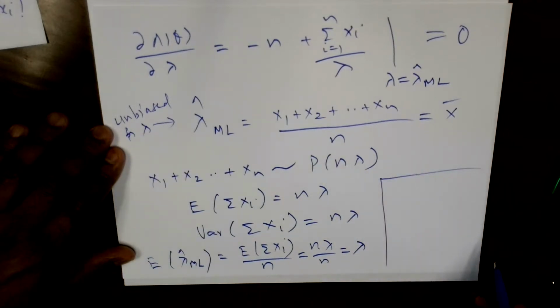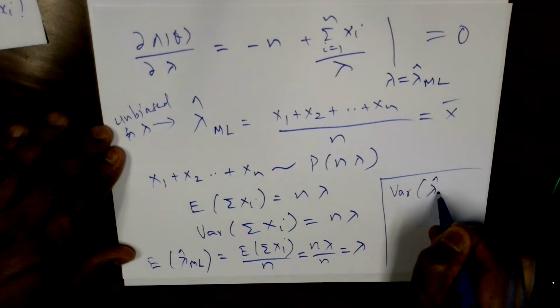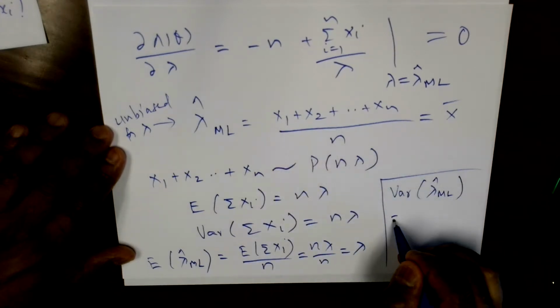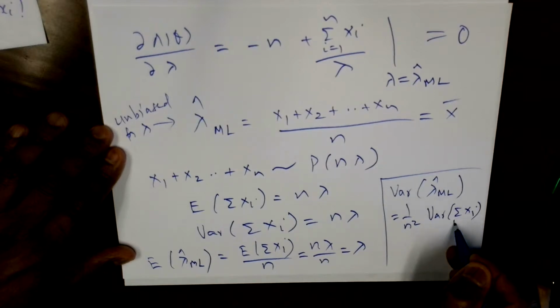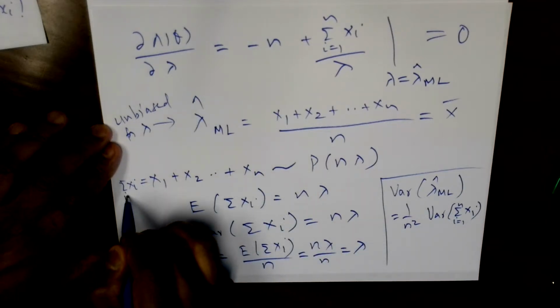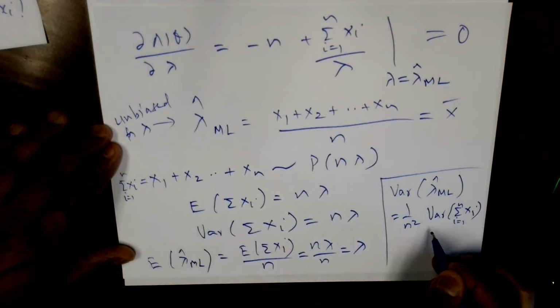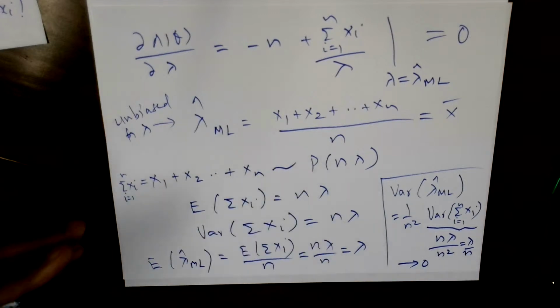I'll compute the variance here. So notice we want the variance of this. So variance of lambda hat ml is 1 over n squared, variance of sigma xi. But sigma xi, you can see here, is Poisson with parameter n lambda. So the variance of this quantity is n lambda divided by n squared. So that's lambda over n. And that goes to 0 as n goes to infinity. So once again, this is also nice. This is also a consistent estimate.